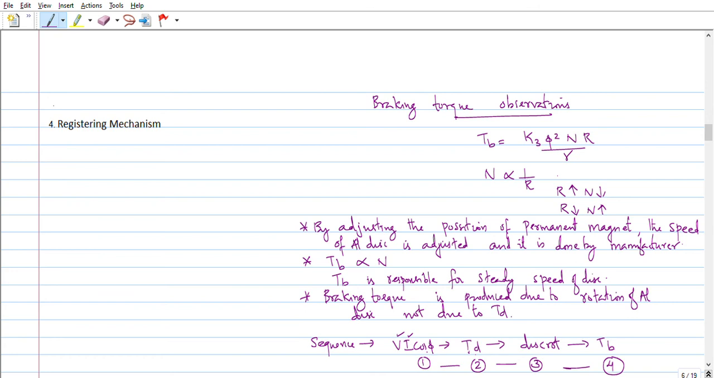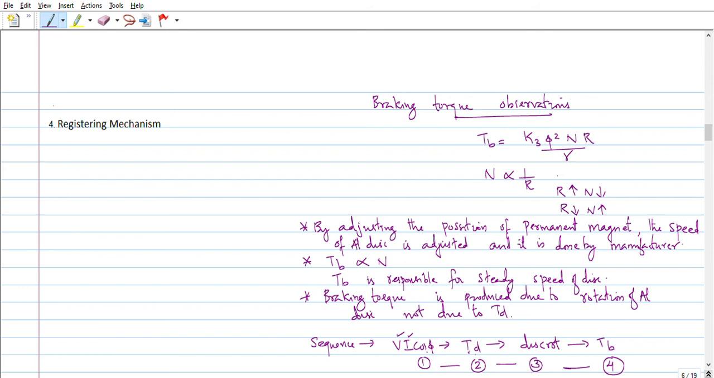Therefore, conclusion, by adjusting the position of the permanent magnet, the speed of aluminum disk is adjusted, and it is done by who? Manufacturer. Then TB, braking torque is proportional to speed. Then who is responsible for steady speed of the disk? Braking torque is responsible for the steady speed of the disk, and don't confuse this with the controlling torque in indicating type instruments. It is different one.